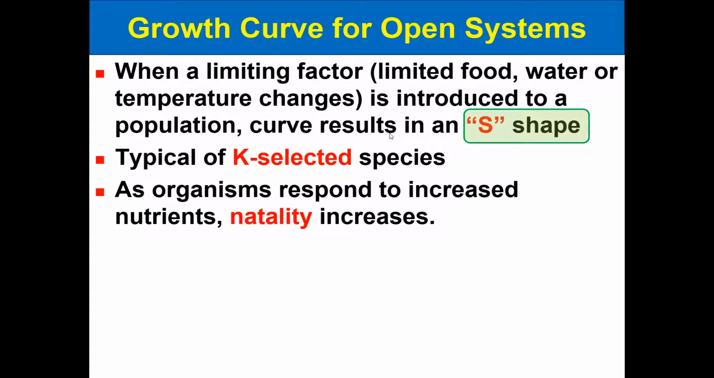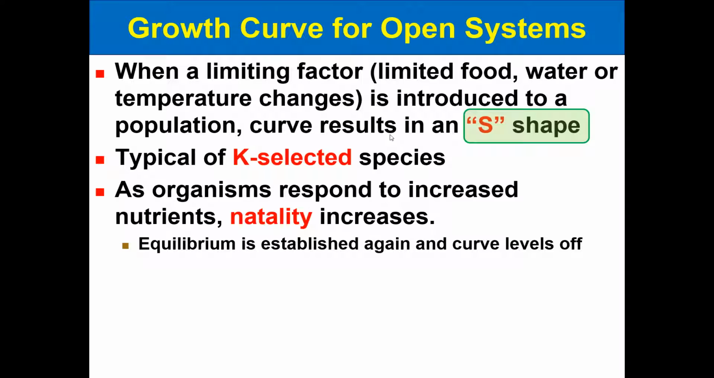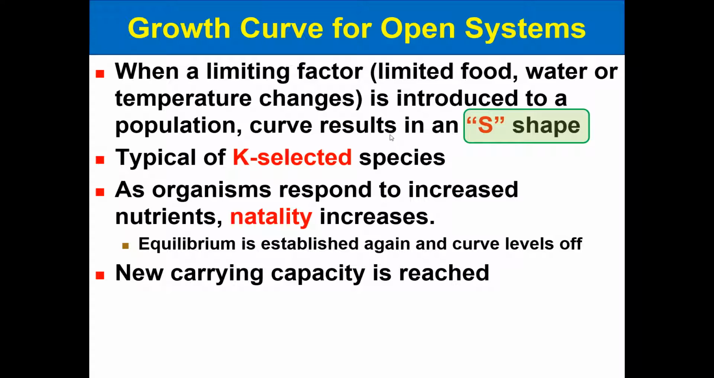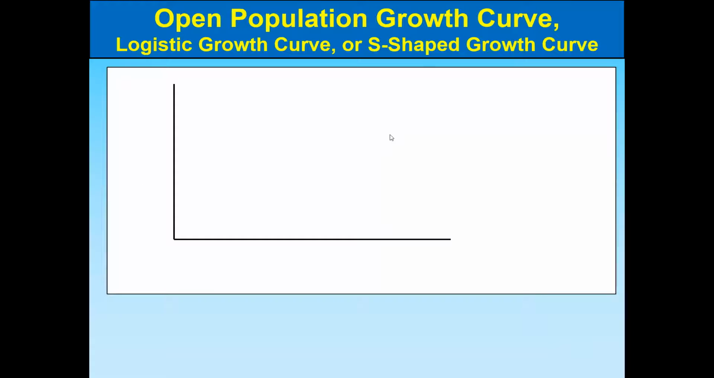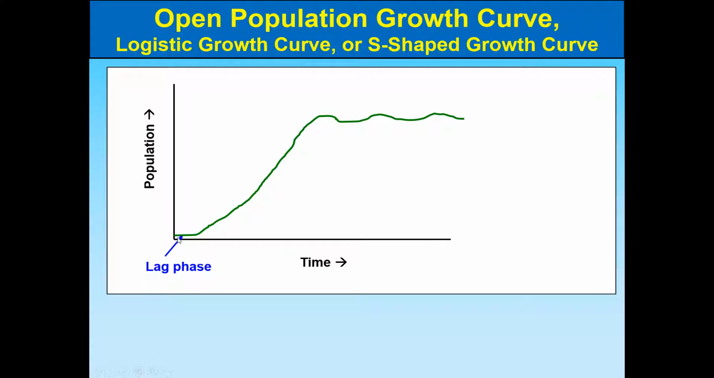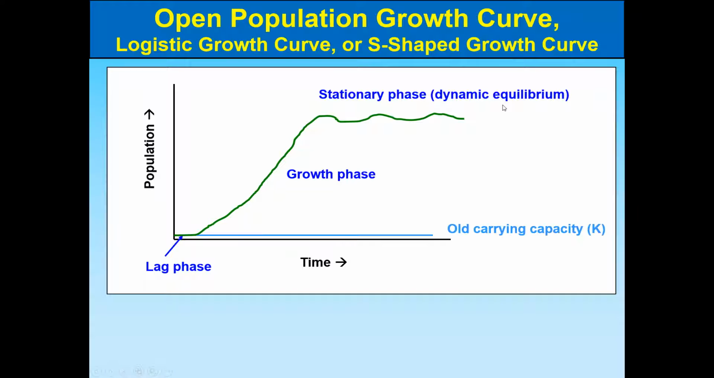As organisms respond to increased nutrients, the natality increases. Equilibrium is established again, and the curve levels off. A new carrying capacity is reached. So let's take a look at the S-shaped growth curve. Here we have the lag phase, so not much growth. Then we have the growth phase, and here's where it's different from the J-shaped growth curve. It reaches a stationary phase where it has dynamic equilibrium.